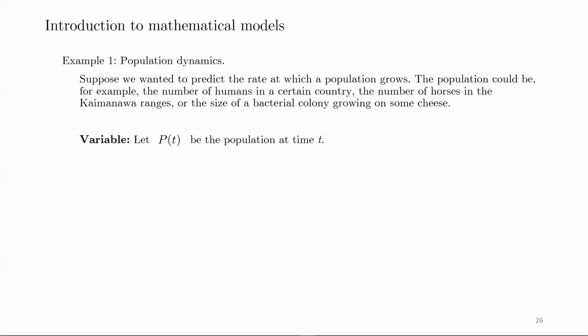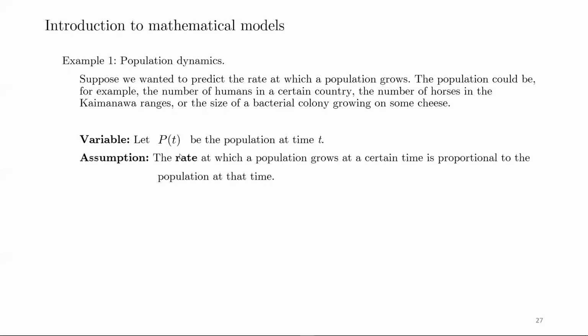Okay, so step one, we're going to identify our key variables. So we're going to let P of t be the population at time t. Population in terms of humans could be simply the number of humans. Population in terms of a bacterial colony could be the number of bacteria, but that's quite hard to count, I think. It could just be quite simply the area of a bacterial colony growing on some cheese. So you could just measure the area of this bacterial colony. But anyway, P of t, I write it like this because this is telling me that P is a function of time. P is changing as time moves on.